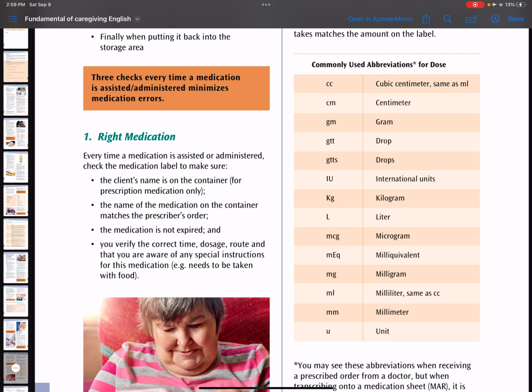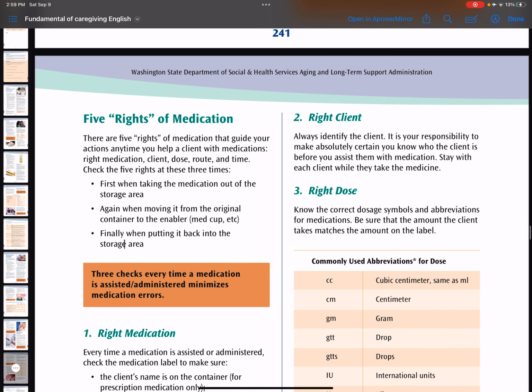And the second one is the right client. So you look at it, is this the right person? Always identify the client. It's your responsibility to make absolutely certain that you know who the client is before you assist with the medication. So stay with each client while they take the medicine.